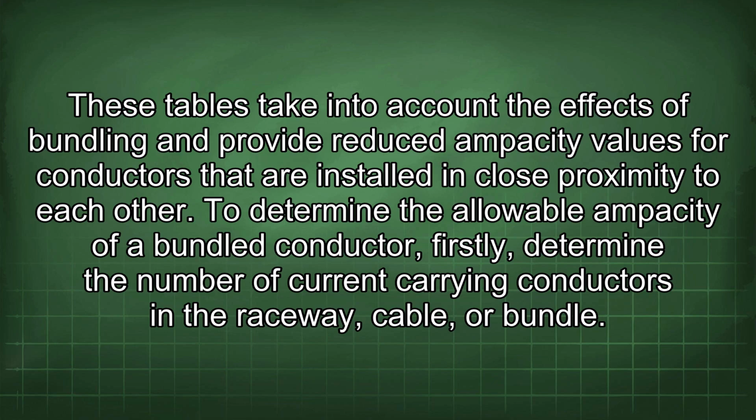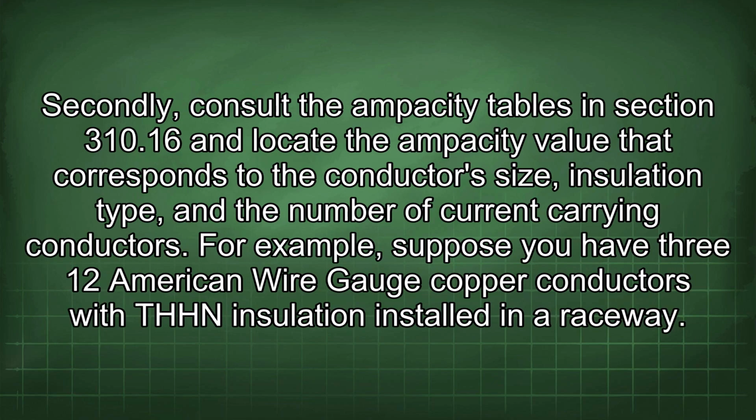To determine the allowable ampacity of a bundled conductor, firstly determine the number of current-carrying conductors in the raceway, cable, or bundle. Secondly, consult the ampacity tables in section 310.16 and locate the ampacity value that corresponds to the conductor size, insulation type, and the number of current-carrying conductors.